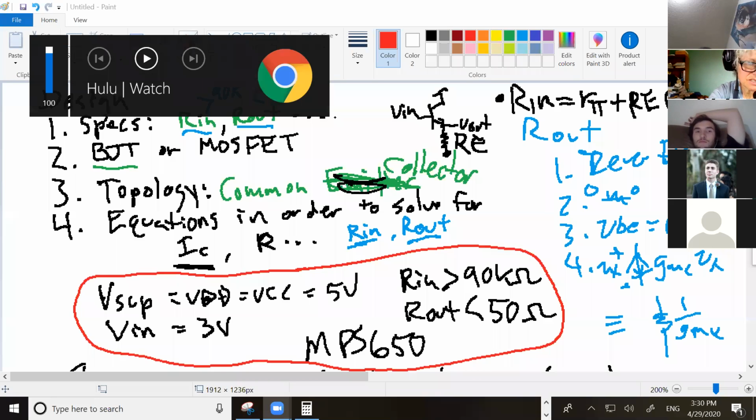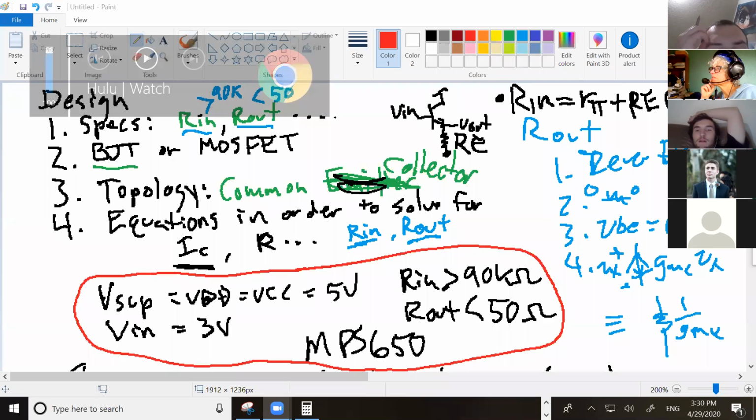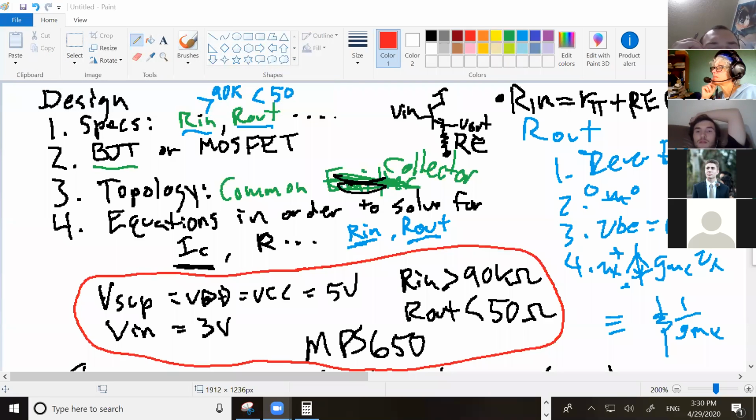Why did you draw the small signal model? I guess I did it just for fun. No, it's perfect, it's exactly what you want to do. But let's go back to the steps. The first one is the specifications. I think they're good, so check on that.